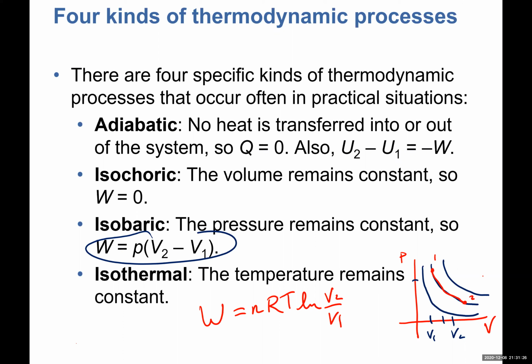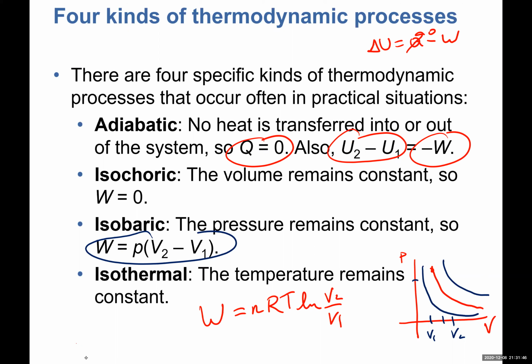Adiabatic is when there's no heat added. The internal energy equals the negative of the work done, because delta U equals Q minus work done. Q is zero, so it's equal to the negative of work done. And for this particular process, what happens? Let's say this is my isotherms. So you go from one to, let's say, two over here. So you go like this. That means there is change in temperature, change in pressure, change in volume. All three of those things change, but there is no heat added.